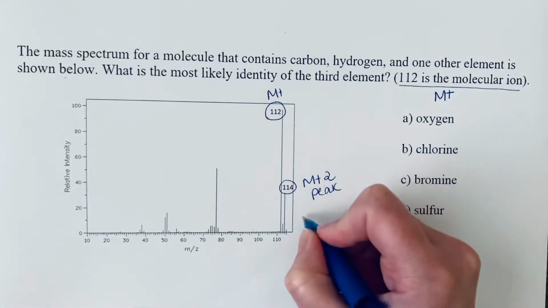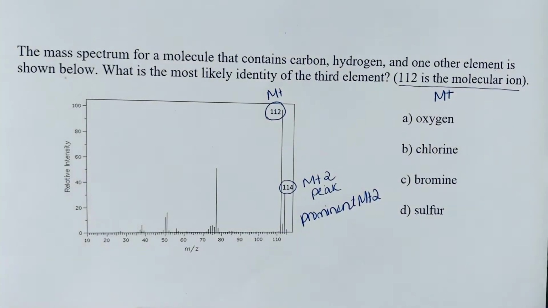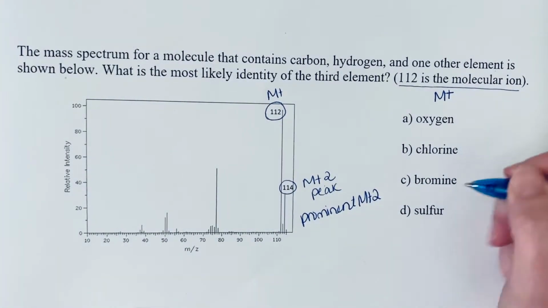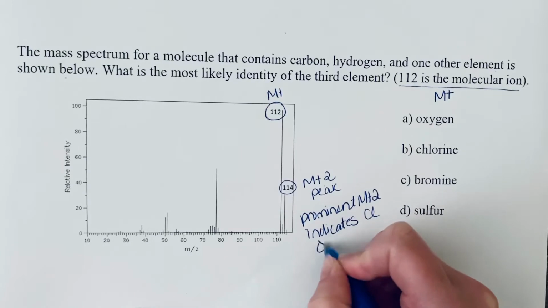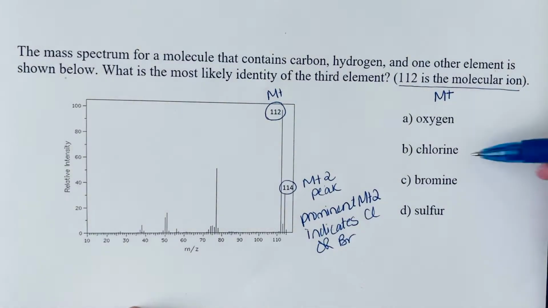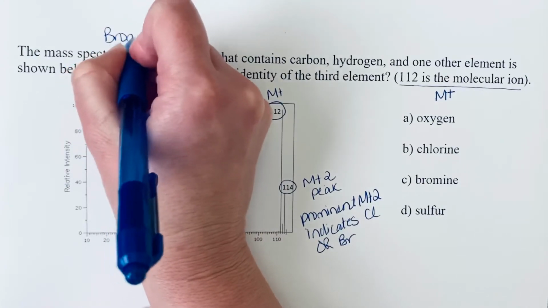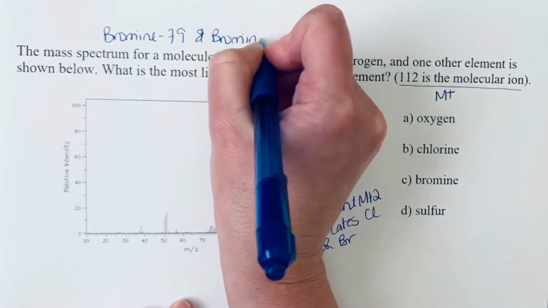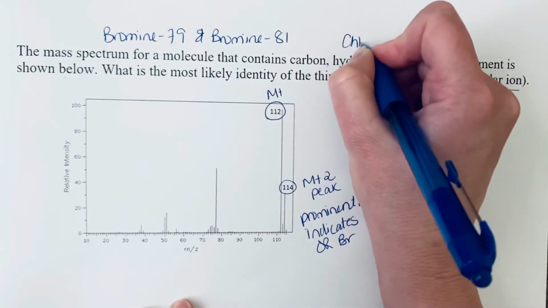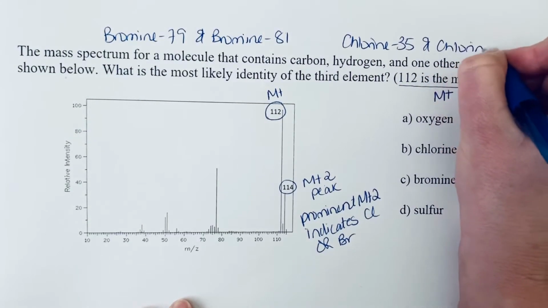So the presence of a prominent M+2 peak indicates to us the presence of either chlorine or bromine. And that's because both chlorine and bromine have two isotopes that are present in high abundance. So for bromine, we have bromine 79 and bromine 81. And then for chlorine, we have chlorine 35 and chlorine 37.